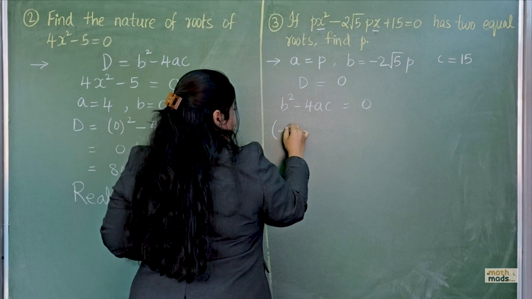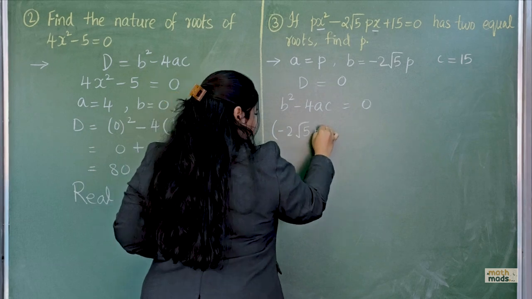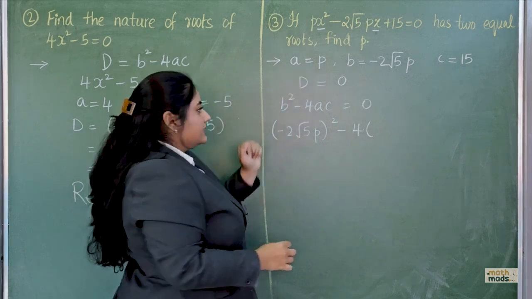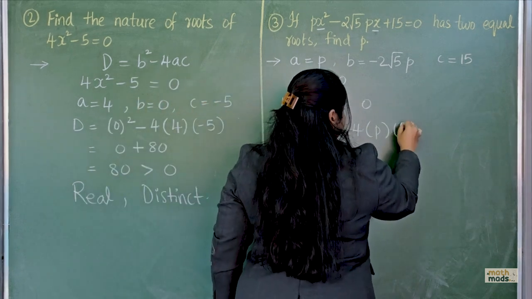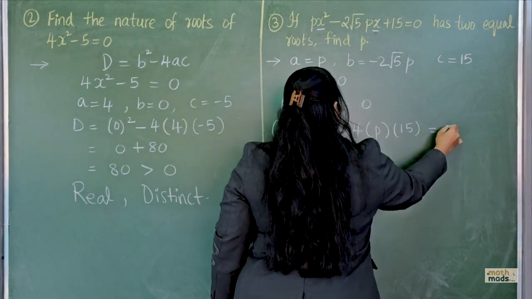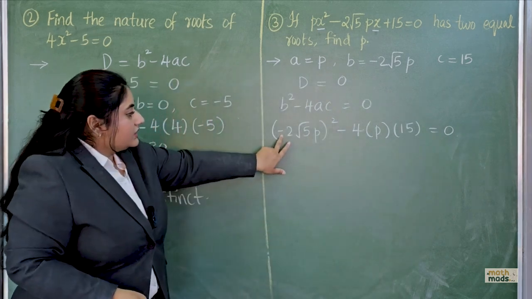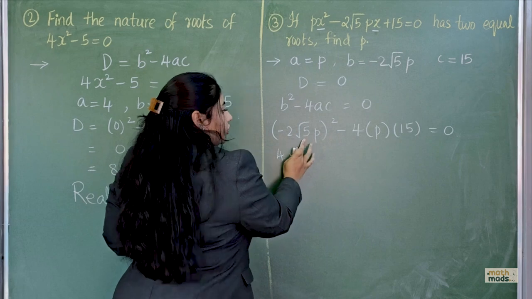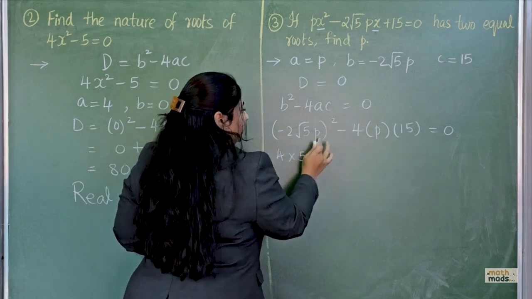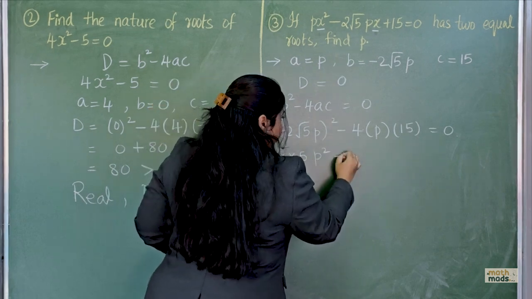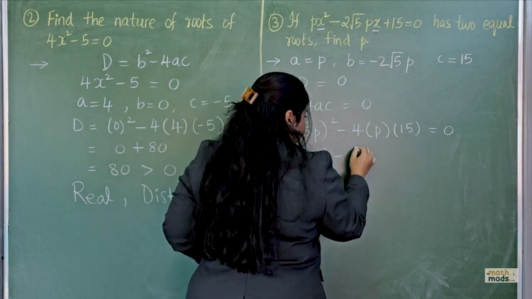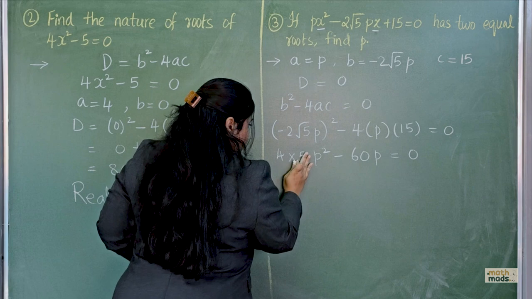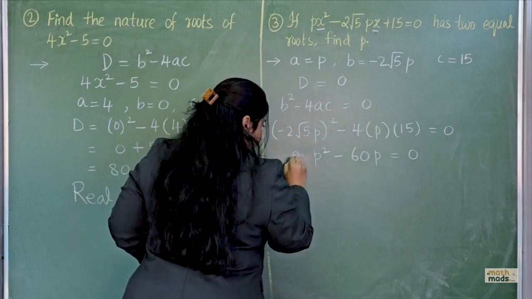So what is b here? Minus 2 root 5p whole square minus 4 into a is p into c is 15 is equal to 0. Now minus 2 whole square will give you 4, so 4 into root 5 whole square will give you 5 and p square will give you p square minus 4 into 15 will give you 60p is equal to 0. So this is nothing but 20, so let me rewrite it as 20.